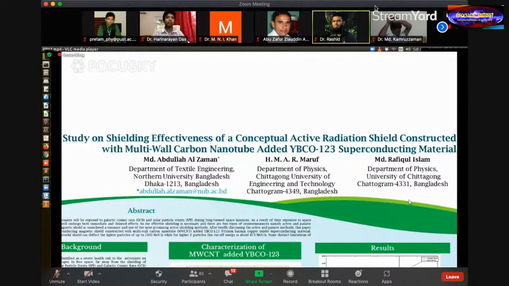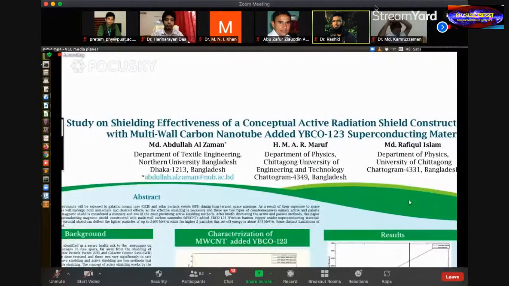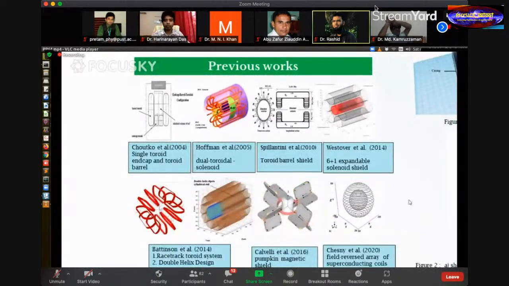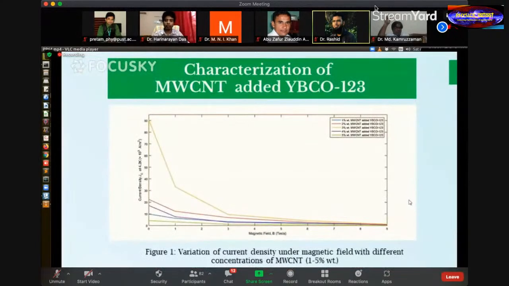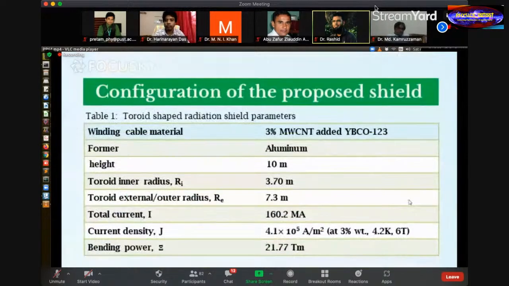In this poster, at first we have reviewed the previous works on superconducting magnetic shields. After that, we have presented the characterization of the multi-wall carbon nanotube added yttrium barium copper oxide superconductor. After that, we have illustrated our proposed shield.